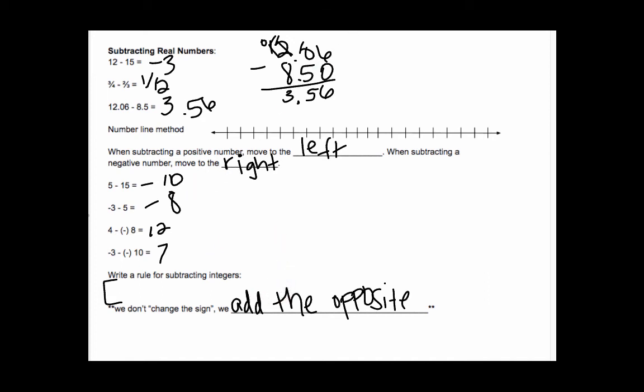So in the example, 5 minus 15, what you can actually think of that we did is we did 5 plus negative 15. So now that we know that it's this addition problem, then we're able to apply the rules that we just talked about and go from there. So it's not a new rule, so to speak. Negative 3 minus 5 would be negative 3 plus negative 5. That's why it still is negative. 4 minus negative 8, I'm going to add the opposite. So that would be 4 plus 8. And then negative 3 minus negative 10 would be negative 3 plus 10.